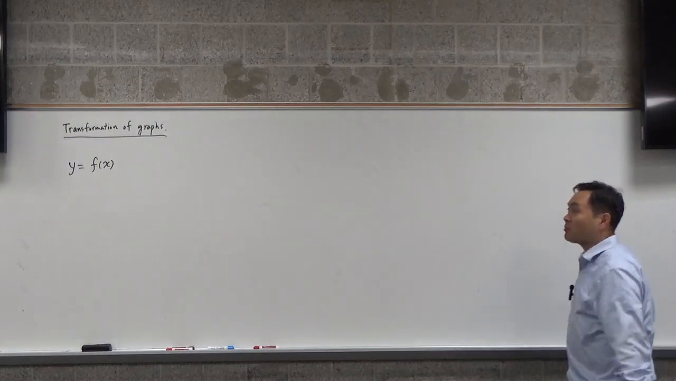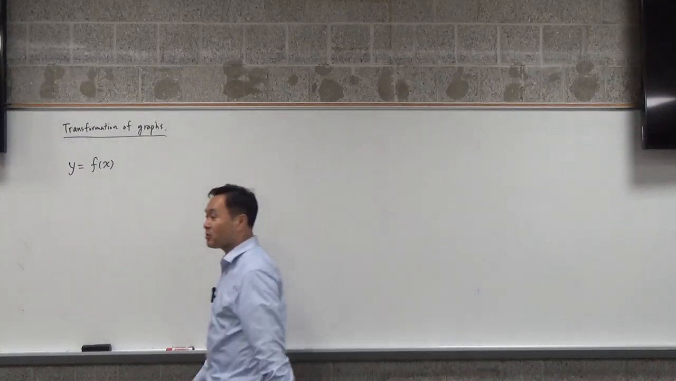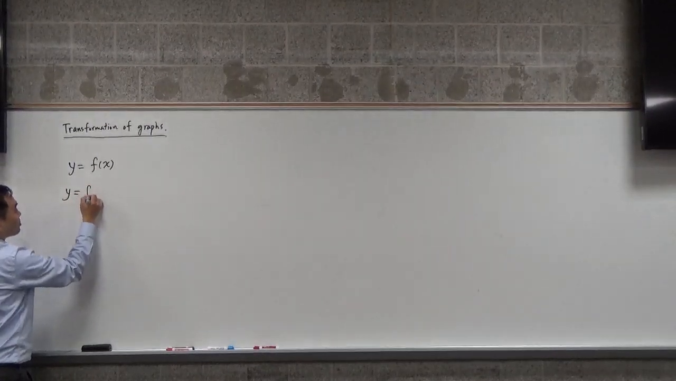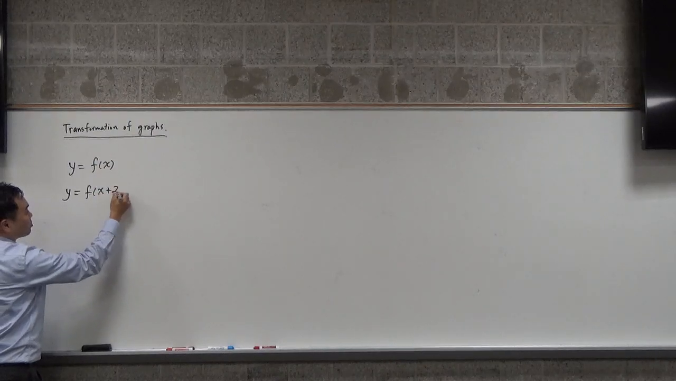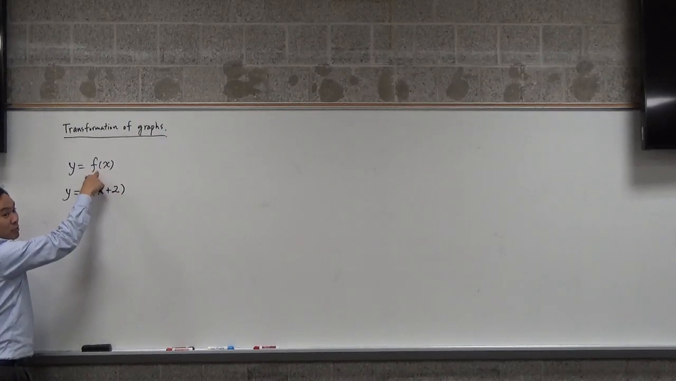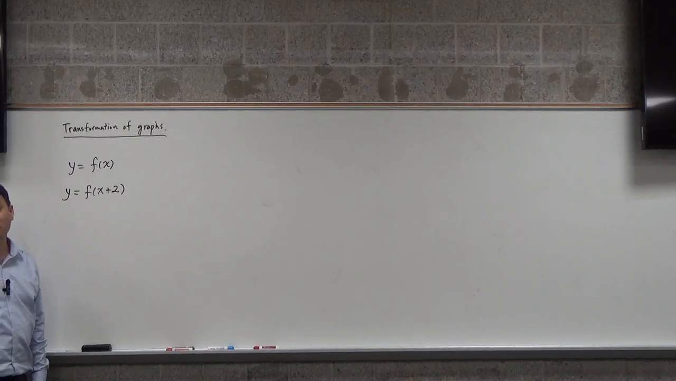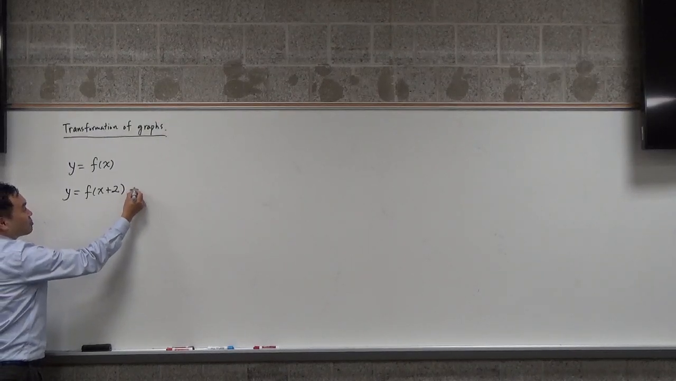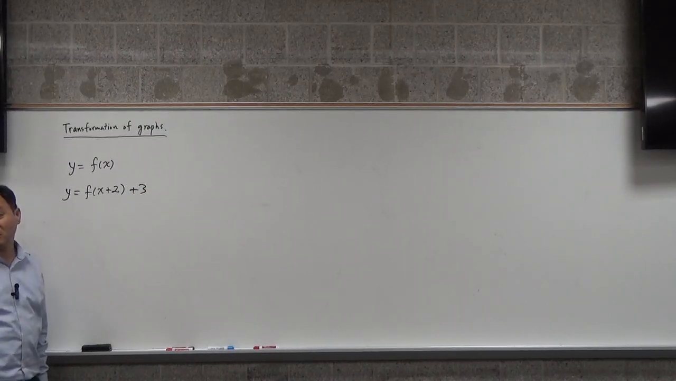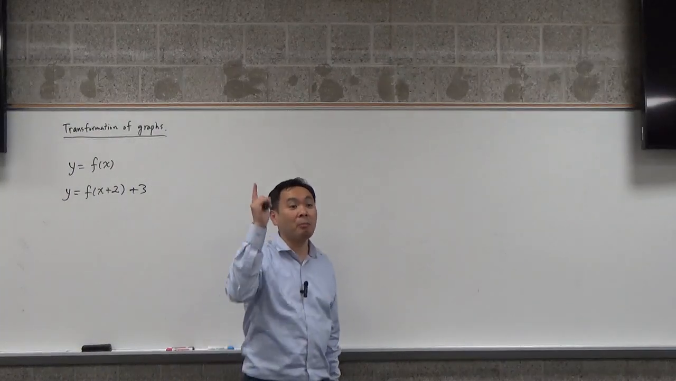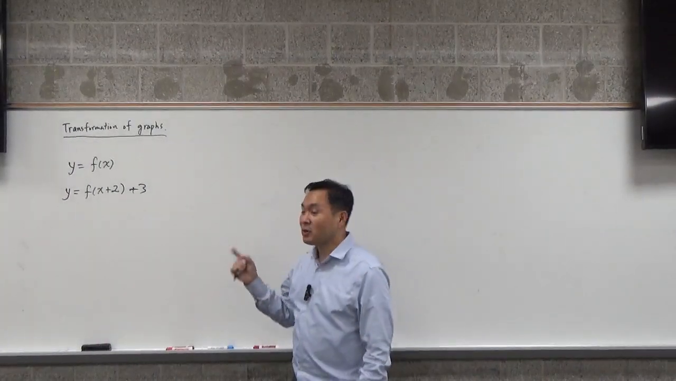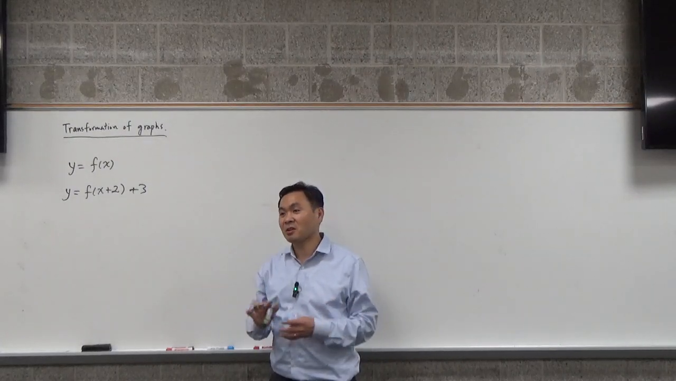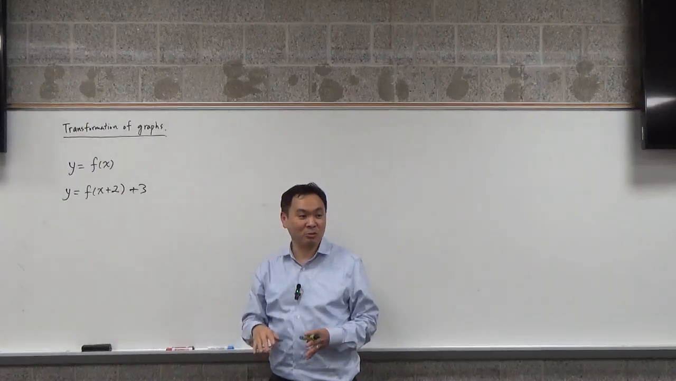Last time we talked about various transformations of the graphs, and we observed a few things. For example, if you have y equals f of x plus 2, what does this do to the graph of the original one? It moves left by 2, right? Okay, what if you have plus 3? What does this plus 3 do? It moves up by 3. So if you add or subtract to x or to the function, the graph moves left, right, up, down. It's one of those four.